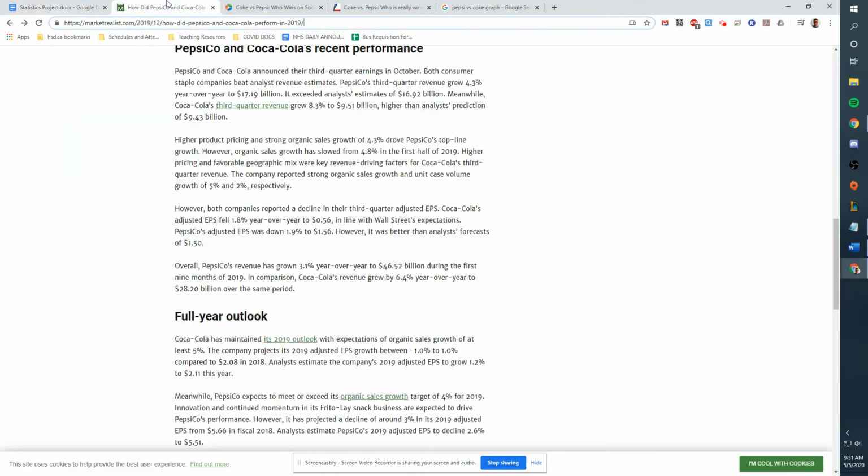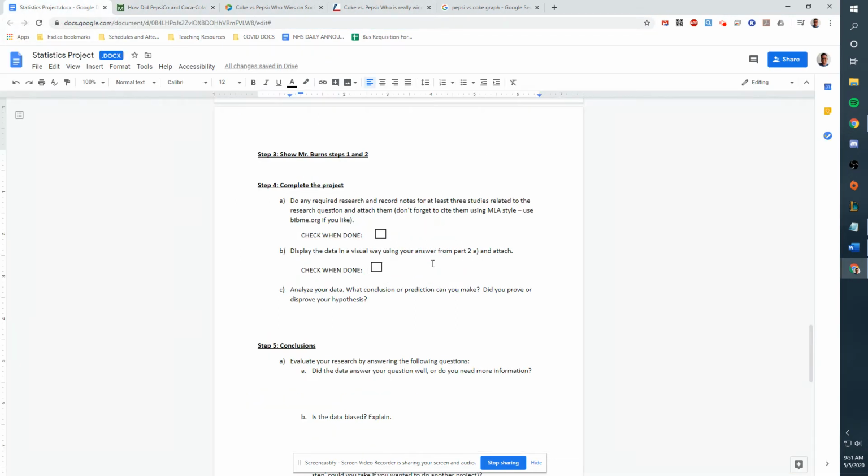Even if I'm only using numbers, let's say from marketrealist.com, I'm still going to cite these 2 because they're still giving me insight on the Coke versus Pepsi kind of battle and who I think is going to win. Even though I'm only graphing numbers from here, I still want to cite those ones. But either way, you can pick. Do you want to do one graph? Do you want to do multiple graphs? Do you want to use data from one place or multiple places? Totally up to you. You're going to put it together.